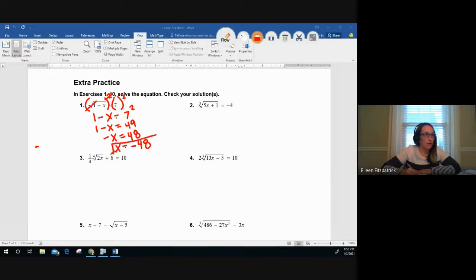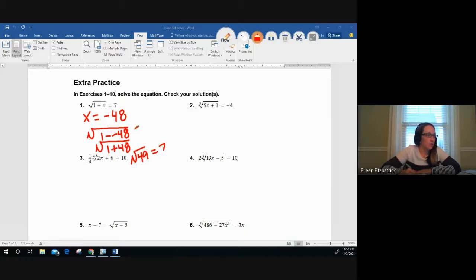All right, now to check, you just have to make sure that if you plug that back into the original equation, that's not what I meant to do. Let me write the answer down again. x equals negative 48. If you plug the negative 48 back in, does it work? Okay, and if I plug in negative 48, I have a negative that turns into a positive. So it's 1 plus 48. That's going to be 49. And the square root of 49 is 7, which is what's on the other side of that equation. So it does work. Okay.